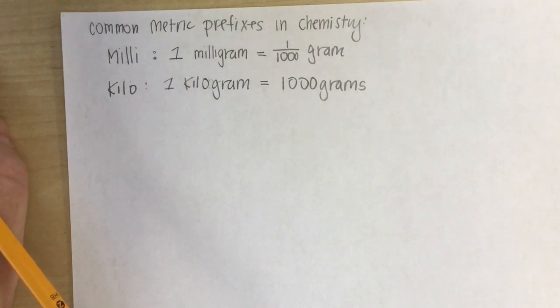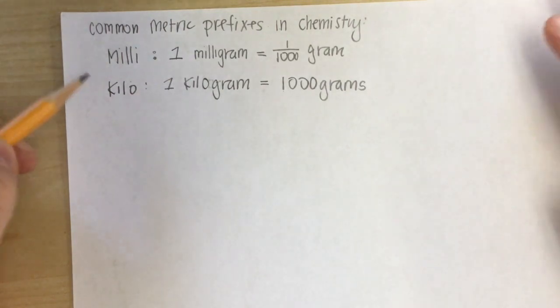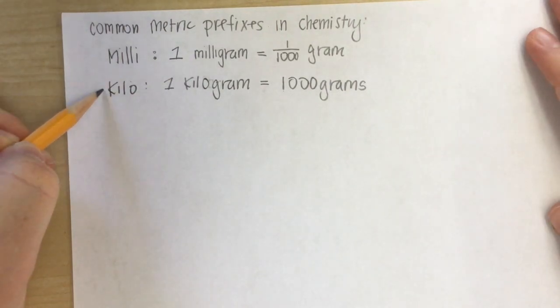In chemistry, metric prefixes are used in units of measurement. It's important to understand how to convert between units of measurement so as to make choices that are appropriate for experiments and problems that you are completing. The two most common ones that you will see in chemistry are milli and kilo.